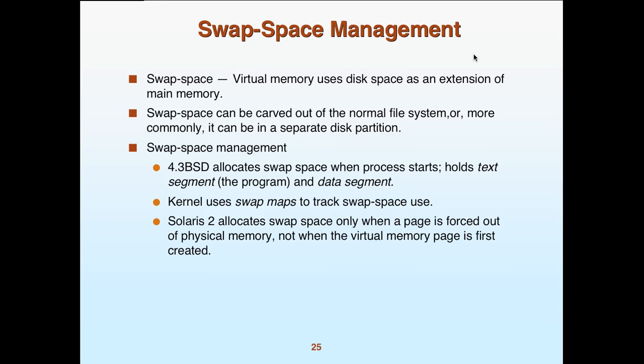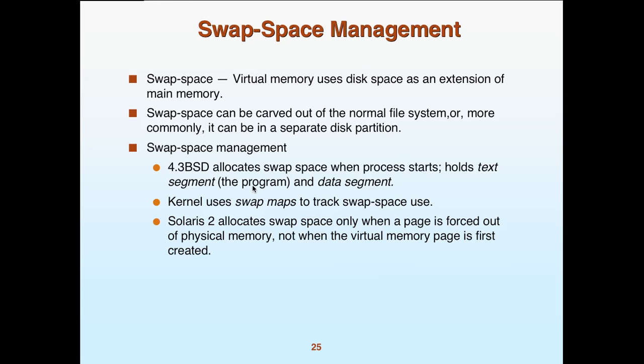So with swap space, virtual memory uses the disk space as an extension of main memory. It can be carved out of the normal file system, or more commonly, it can be a separate disk partition. It's very common these days to have it as a separate disk partition, or even a separate hard drive, in some Linux systems. In swap space management in 4.3 BSD, an older version of the BSD that the Mac systems actually use, the system allocates the swap space when a process starts, holds the text segment, or the program, and the data segment, and uses it while the processes are running. The kernel uses swap maps to track swap space use.